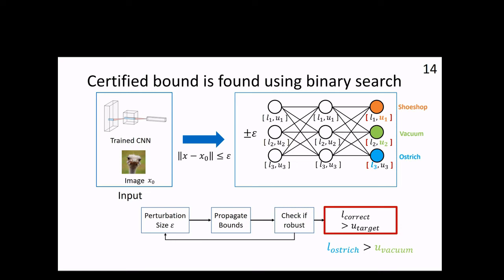At this point, we can check if the image can be certified with the perturbation size epsilon. If the lower bound of the correct class is higher than the upper bound of the target class, then we can guarantee that the classification won't change. We can then use binary search to find the largest perturbation size epsilon that can be shown to be robust.